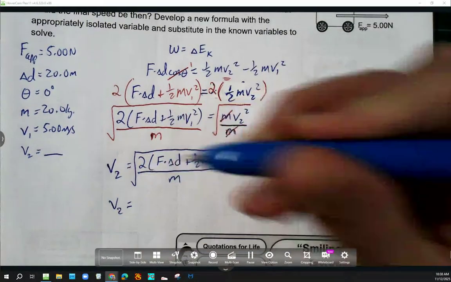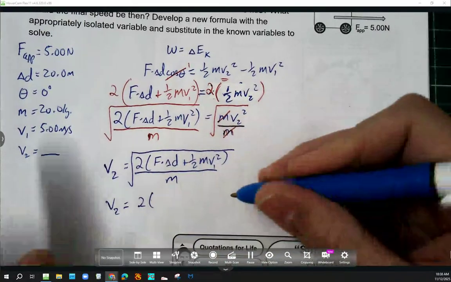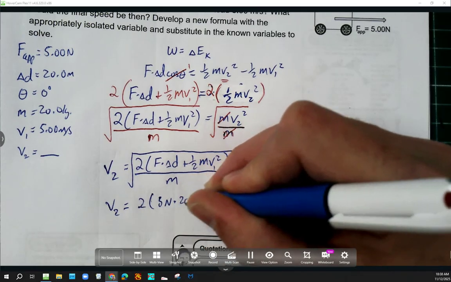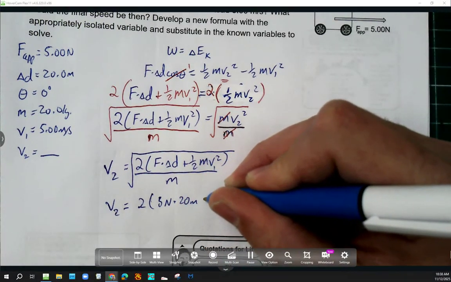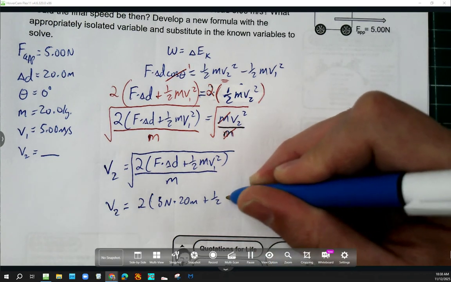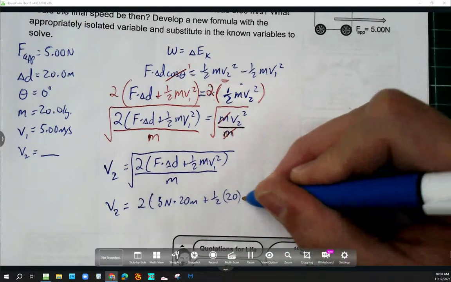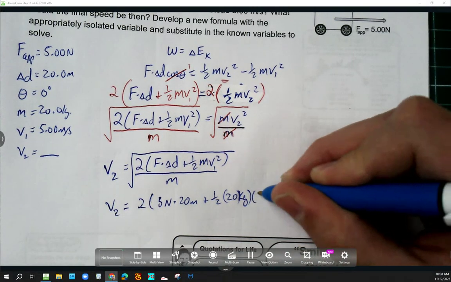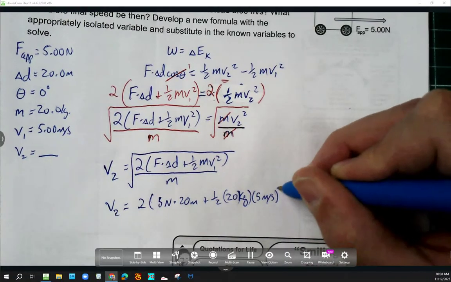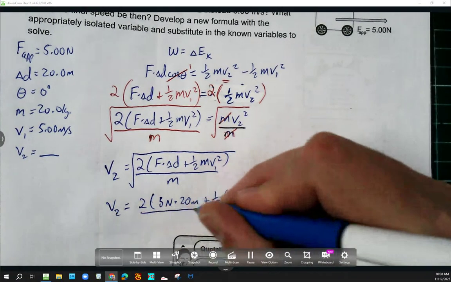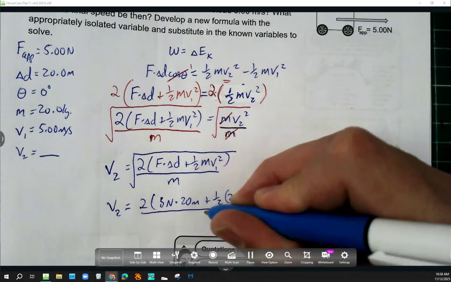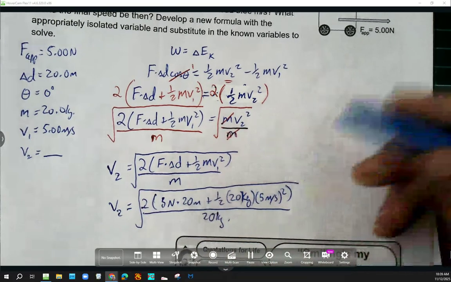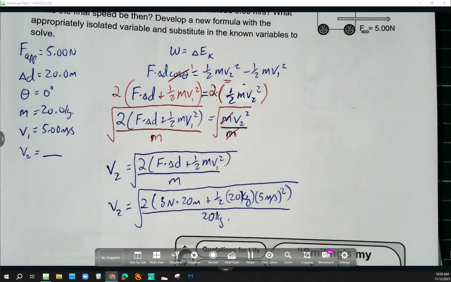And we should just be able to sub in our values. 2 times, what was the applied force? 5 newtons? Yeah. Times displacement of 20 meters, plus 1/2 times 20 kilograms times 5 meters per second squared, close bracket, all divided by 20 kilograms, and all square rooted. And nope, you can't just randomly cancel anything out. Let's just put it all into our calculators.